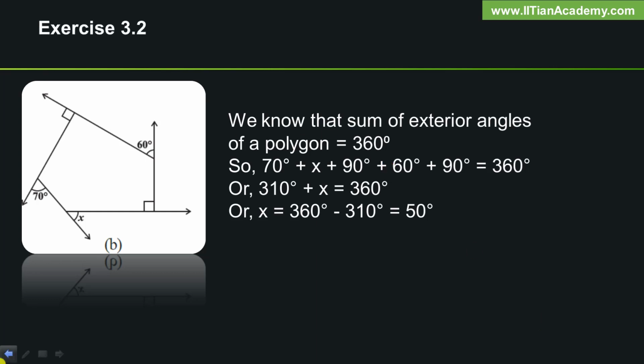Here, we have to find the value of x. We know that the sum of exterior angles of a polygon equals 360. So, 70 degrees plus x plus 90 degrees plus 60 degrees plus 90 degrees equals 360 degrees, or 310 degrees plus x equals 360 degrees, or x equals 360 degrees minus 310 degrees equals 50 degrees.